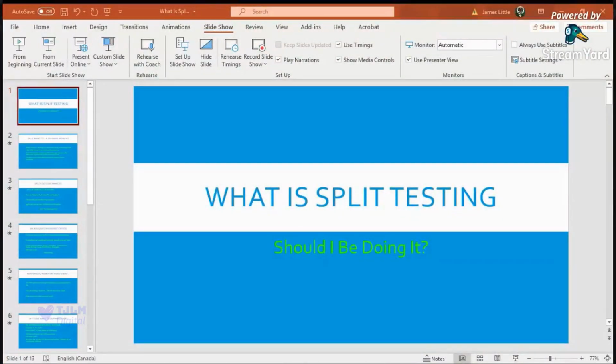Today, we're talking about something that a lot of us overlook and a lot of us feel we're too good for. Split testing. It's the simplest thing, and all too often we overlook it and we just can't be bothered. So, without wasting much more of your time, let's get into it. Share my screen here.